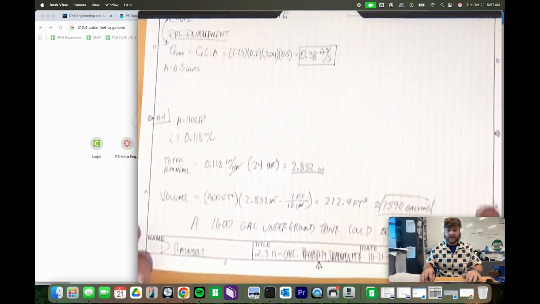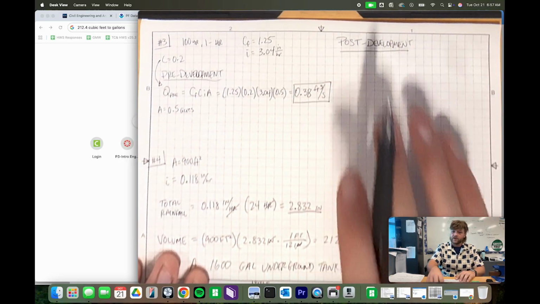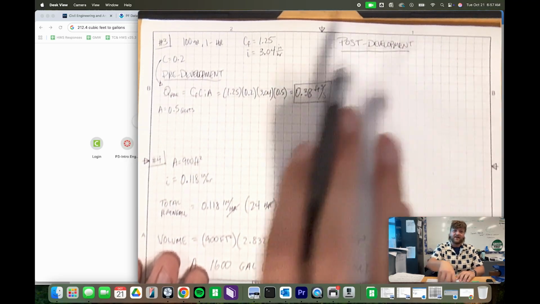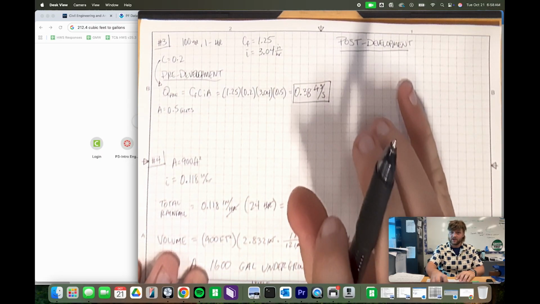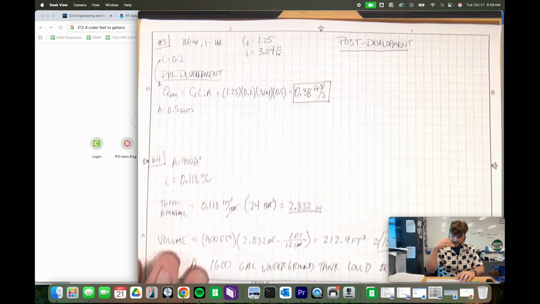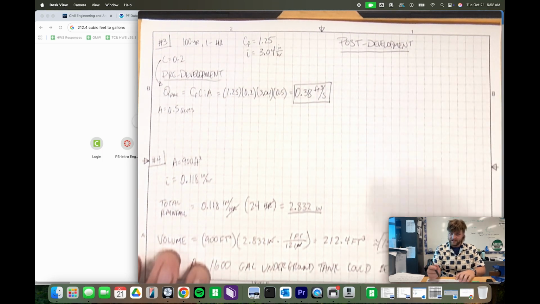First, remember this post-development, you'll want to make sure that you have that calculated out. Find that peak runoff rate, or the change in peak runoff. You're going to be taking Q post minus Q pre. I don't know what that value is.